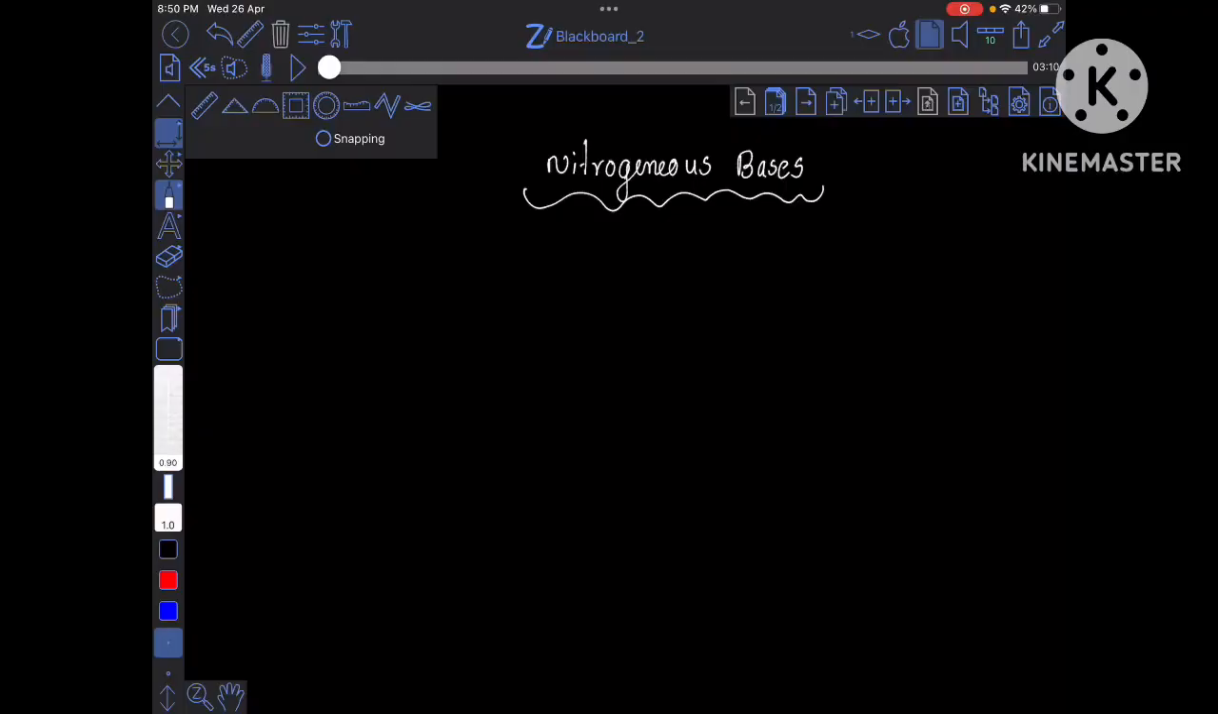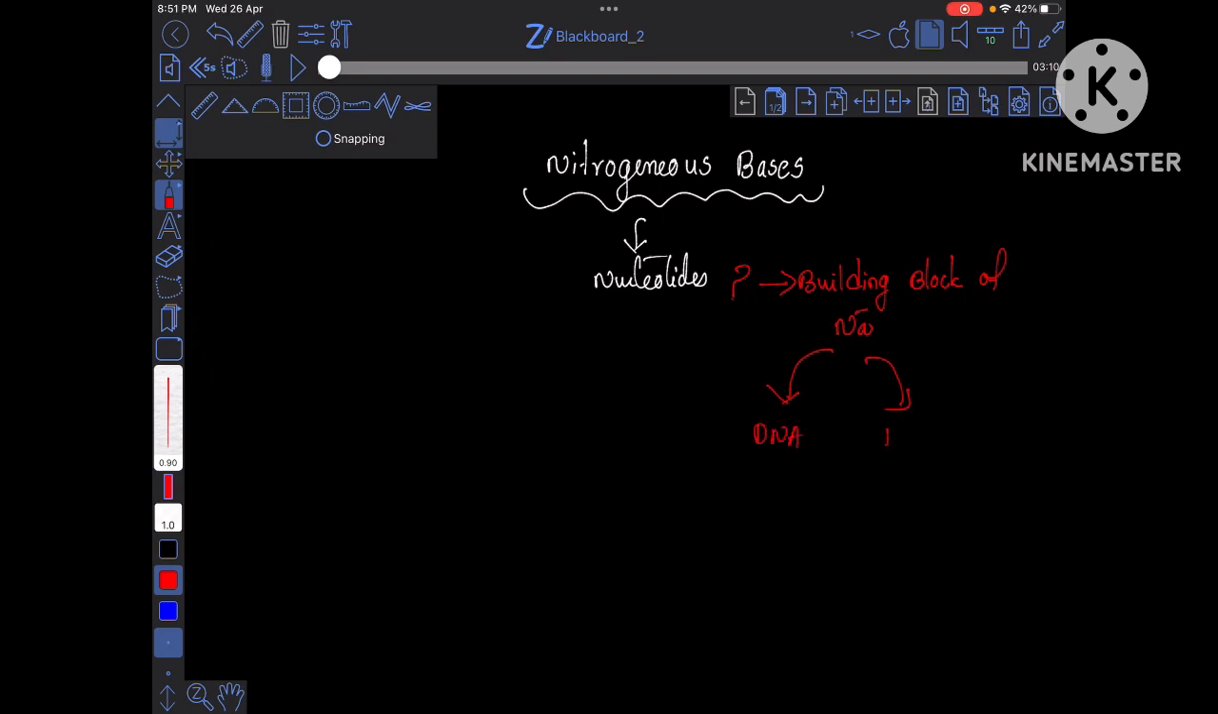Nitrogenous bases, they are the major part of nucleotides. So, what are those nucleotides? They are the building blocks of nucleic acid. Nucleic acid means there are mainly two types of nucleic acid, DNA and RNA.